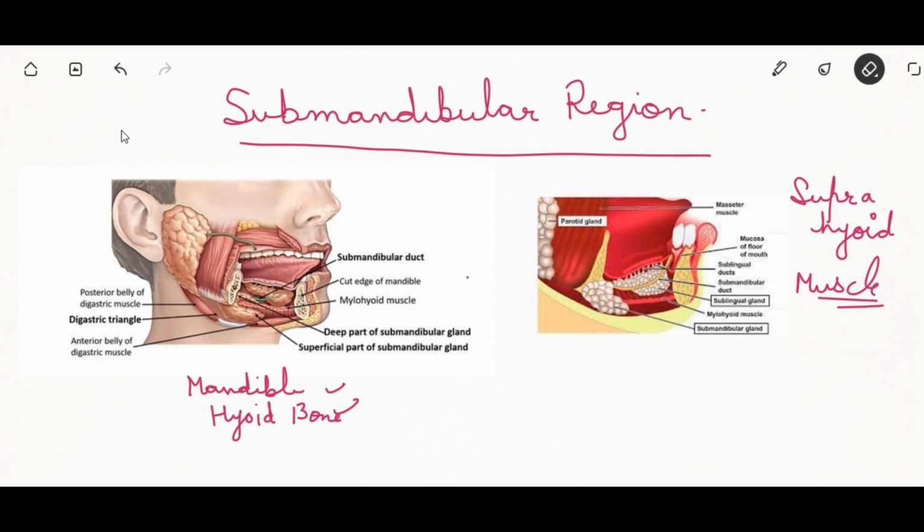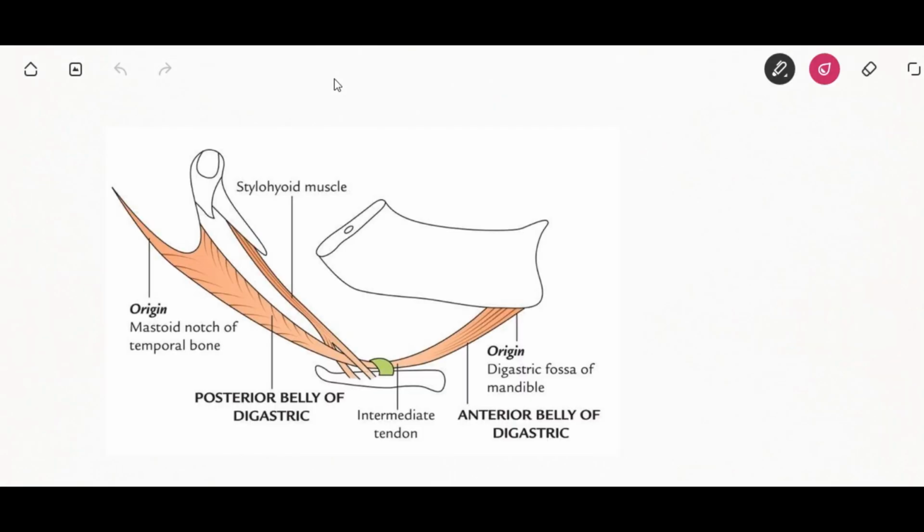What are the muscles of submandibular region? They are digastric muscle, stylohyoid muscle, mylohyoid muscle, hyoglossus muscle, geniohyoid muscle, and genioglossus muscle. The first is the digastric muscle.